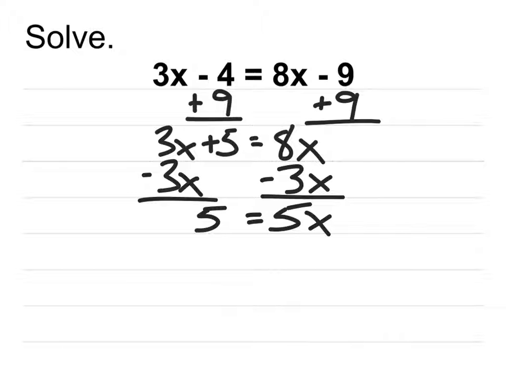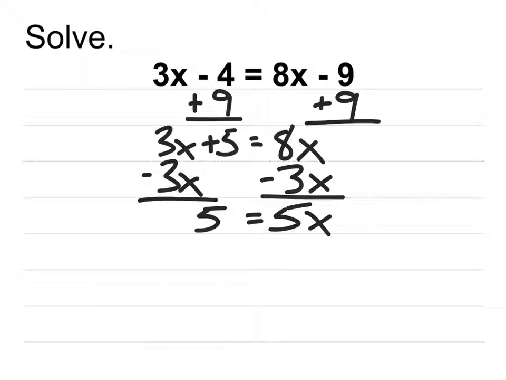Now, you could have started this problem doing something different. You might have started it by subtracting the 3x from both sides. If you did, you would still end up with the same thing, 5 equals 5x. Or you could have added 4 to both sides, or you could have subtracted 8x from both sides, in which case this line would be negative 5 equals negative 5x.